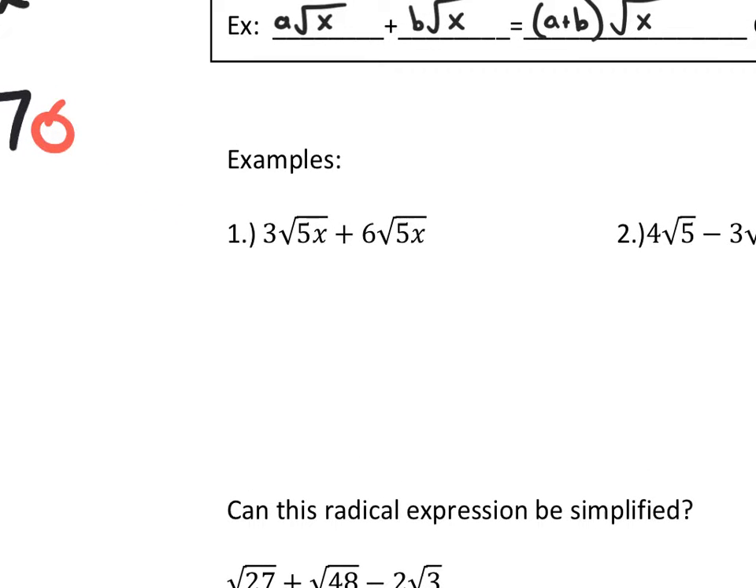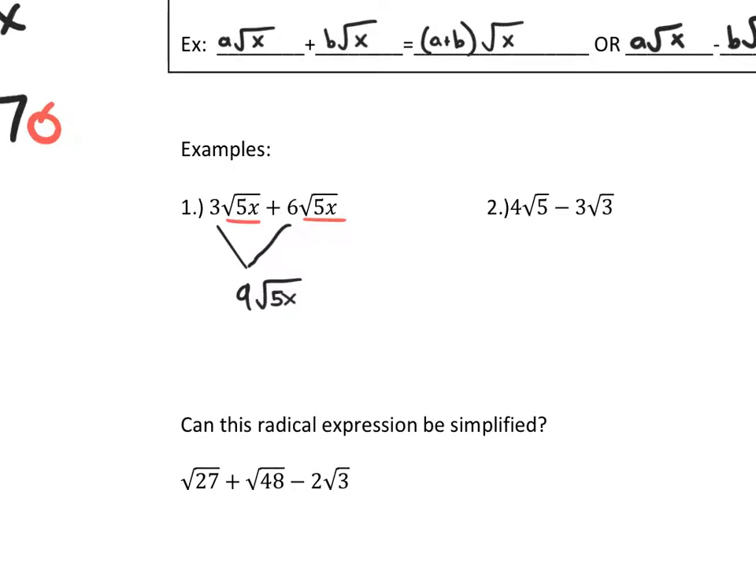So here, if I have 3 of square root of 5x, and then I have a 6 of the exact same thing, all we're really doing is saying I have 3 of something, I have 6 of that same something, so I have 9 of that value.